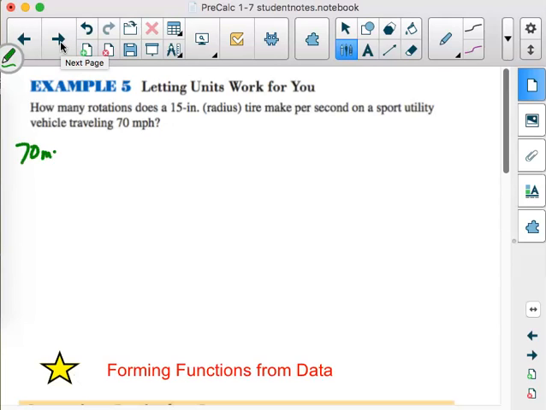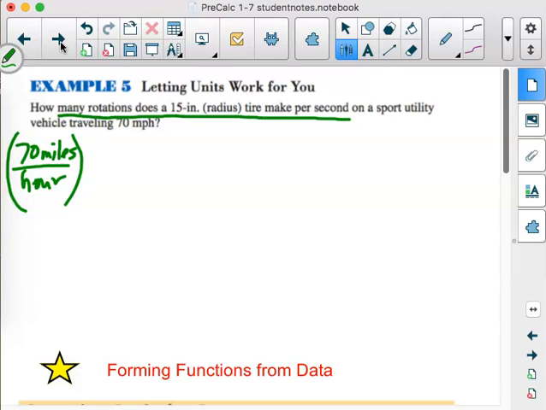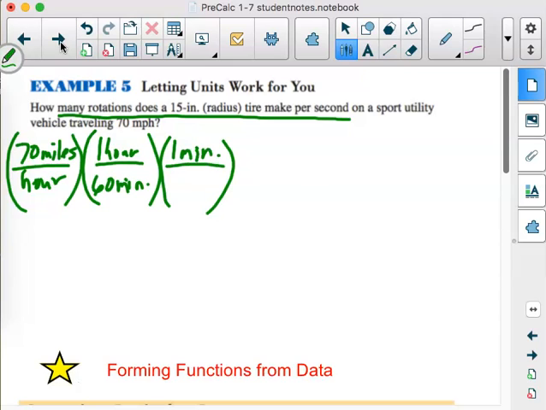I'm going to start with that 70 miles per hour, because here's what I noticed. They were asking us about rotations per second. So I don't want to keep that in hours. I want to work that towards seconds. So we start thinking, well, in 1 hour, there are 60 minutes. Still not seconds. So I'm going to need in 1 minute, there are 60 seconds. And now minutes would cancel for my labels and hours would cancel, and I'd be left with miles per second. That's not what I need. I need rotations per second. So the second part is done.